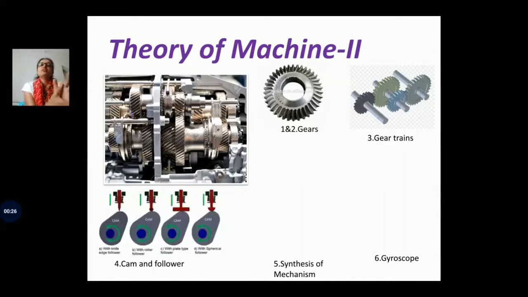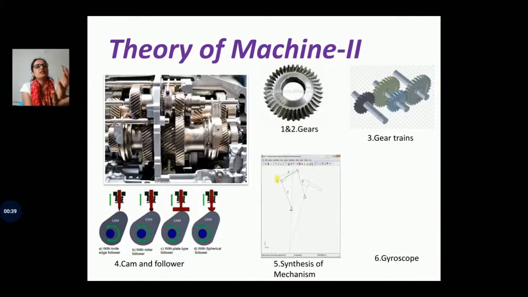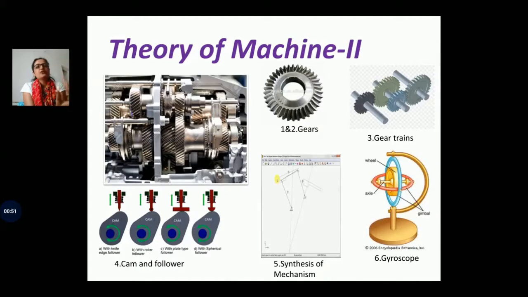Then we are going to move towards the cam and follower, all types of cam and follower, and how to draw a displacement diagram of cam and follower. Then there is a part, synthesis of mechanism. Here we are going to discuss problems based on dimensional type synthesis of mechanism. And at the end there is a part, gyroscope. We are going to study the gyroscope and how to solve the numericals based on it.